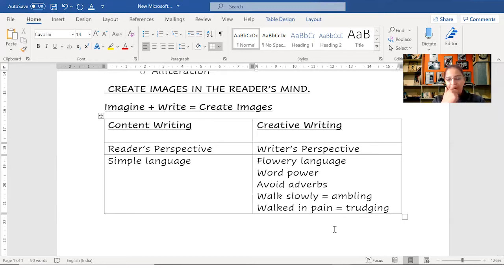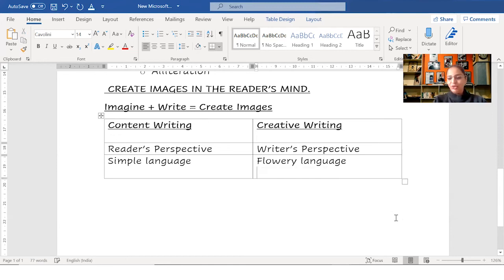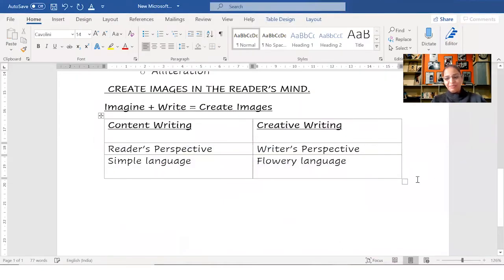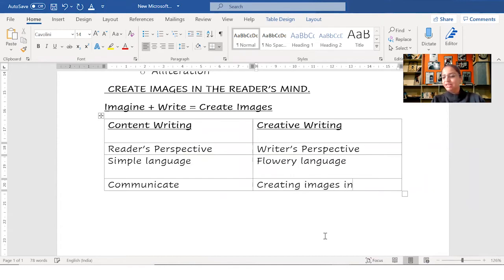So that is yet another difference between content writing and creative writing: you have to keep your language simple in content writing, write crisp, clear, catchy sentences, and in creative writing you can use flowery language. However, you will not write very long sentences here, because hard to read content is equal to won't read anyway. So that is the next difference that you understand in content writing. And this is something that you communicate with the reader, with simple language. Obviously, when you are using simple language, you are communicating with the reader. And here you are creating images in the reader's mind. So you cannot write simple, obviously.